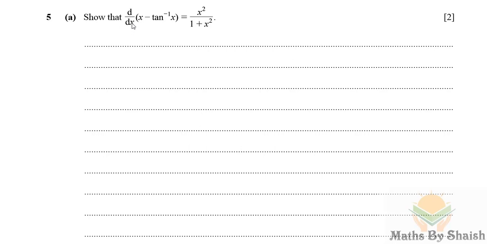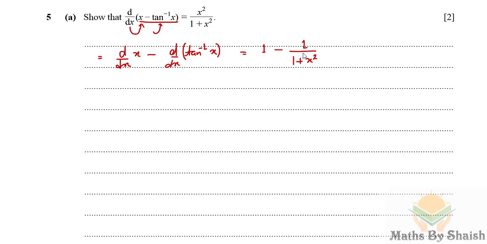Show that d/dx of (x minus tan inverse x) is x squared over 1 plus x squared. And we know that differentiation is linear. It means we can differentiate this and then subtract the differentiation of this. So the left hand side becomes d/dx of x minus d/dx of tan inverse x, and this is going to be 1 minus, and we know the differentiation of tan inverse x is 1 over 1 plus x squared.